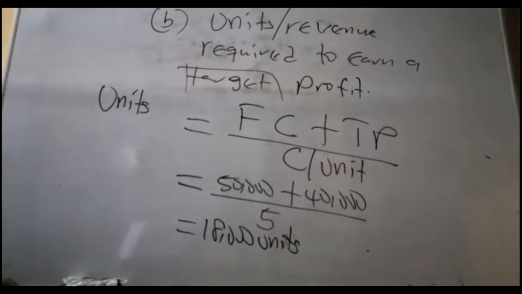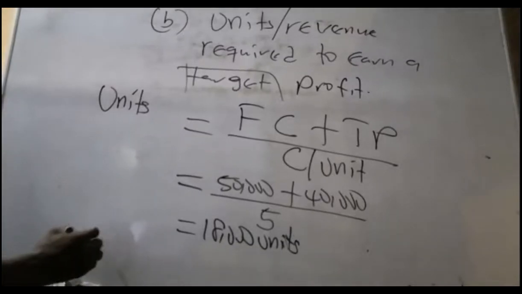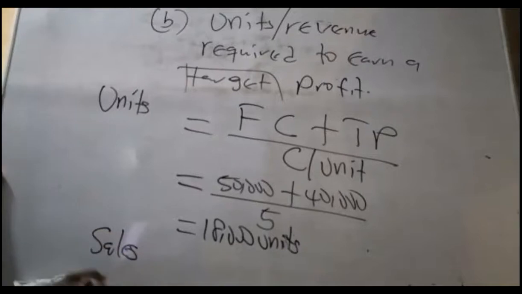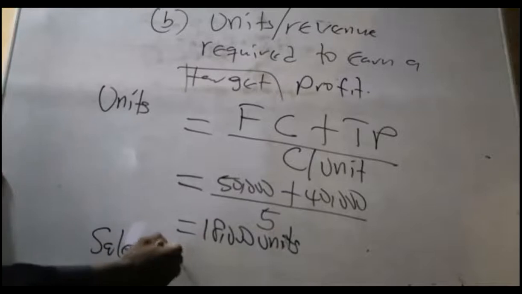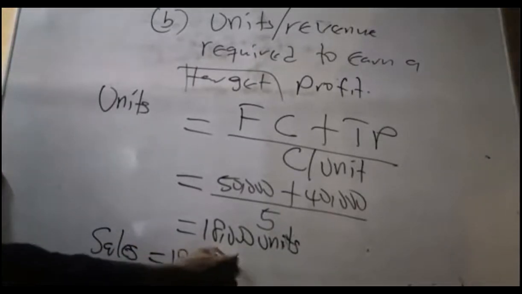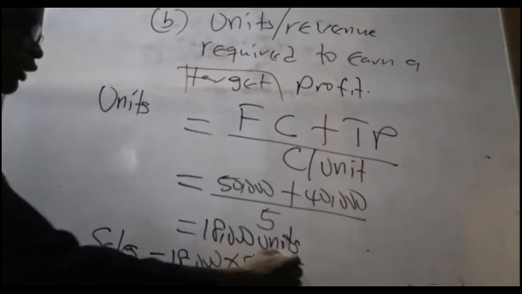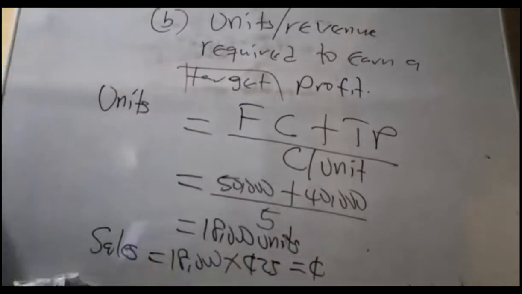So now, what if we are looking for the sales revenue? What will be the sales revenue at this level? The sales required. So this is the unit required, 18,000. So tell the examiner that this answer, 18,000, is multiplied by the selling price of 25 to give us the revenue. You put it down for the examiner. That is all. But here he was looking for the unit.